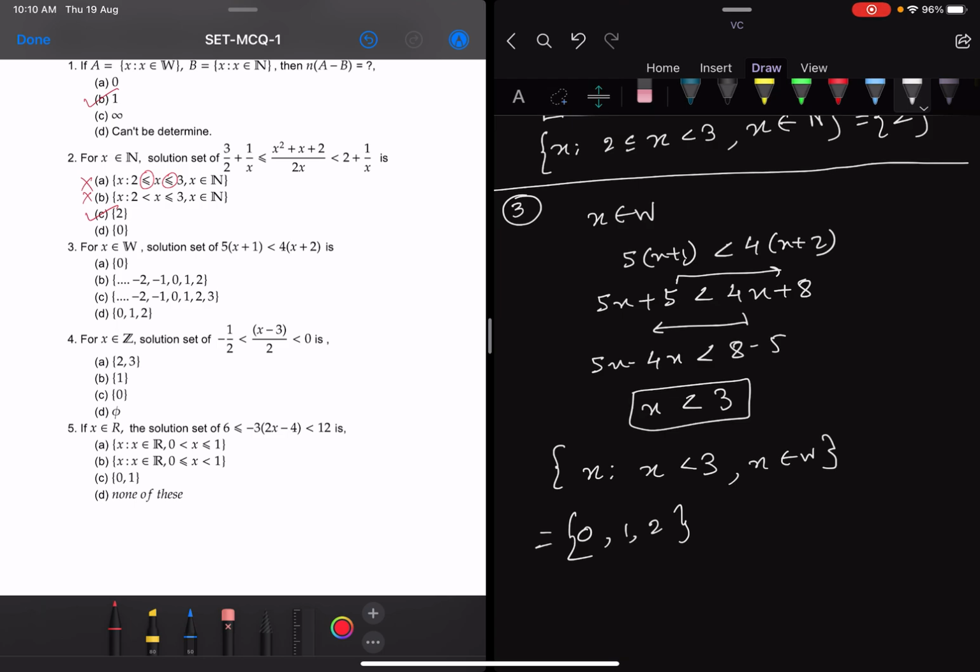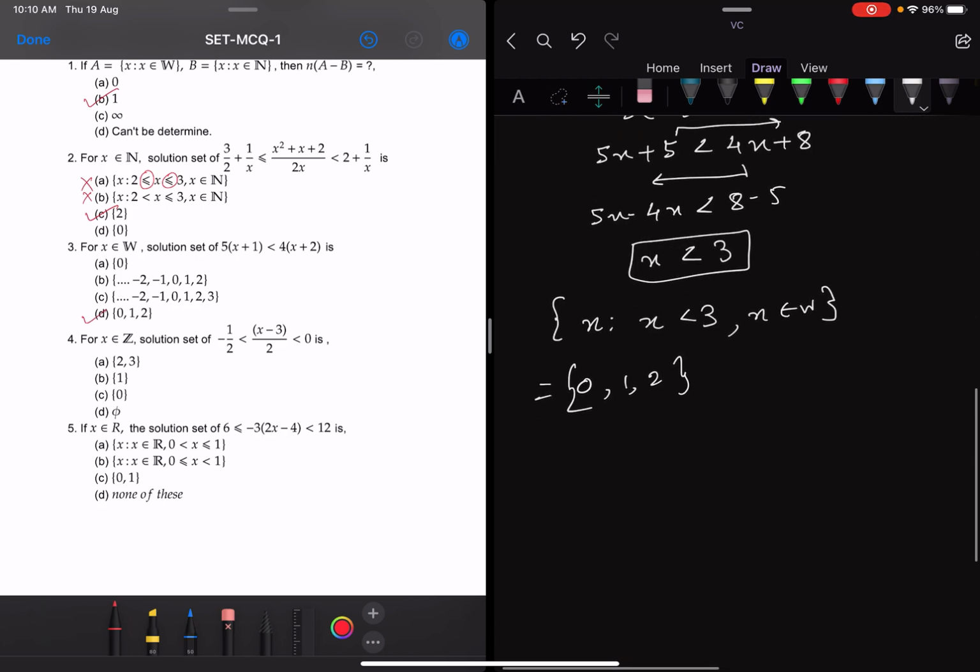Now the option correct, here the correct option is D. Okay.